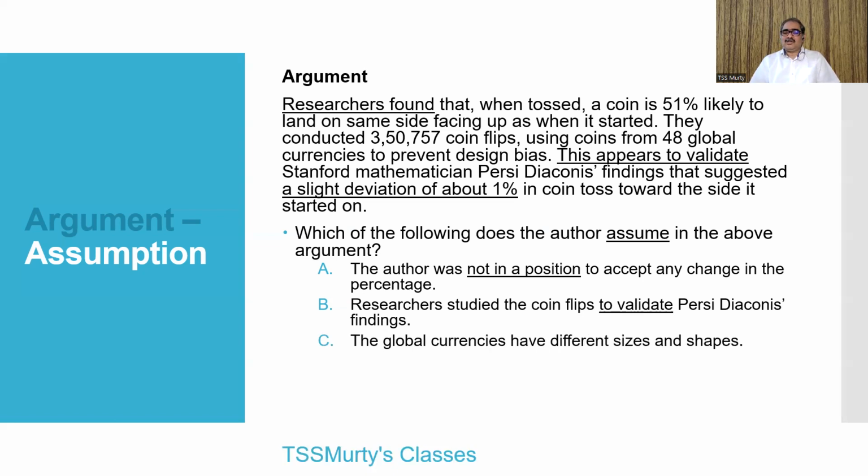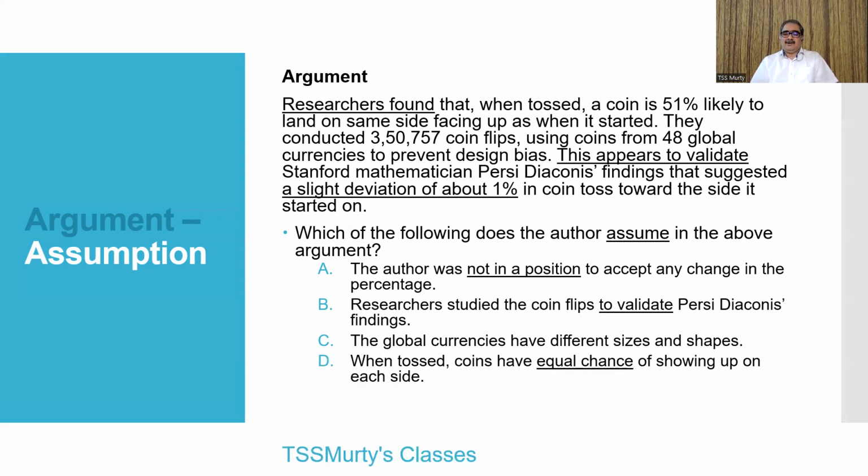The global currencies have different sizes and shapes, as it says. Now, this is very much given, right? They have used coins from 48 global currencies to prevent design bias. So when it is 48 global currencies, very clearly they should be of different sizes, shapes, etc. How can this be an assumption? This is very much given in the argument. What is given is not assumed. Let's move on to the next choice.